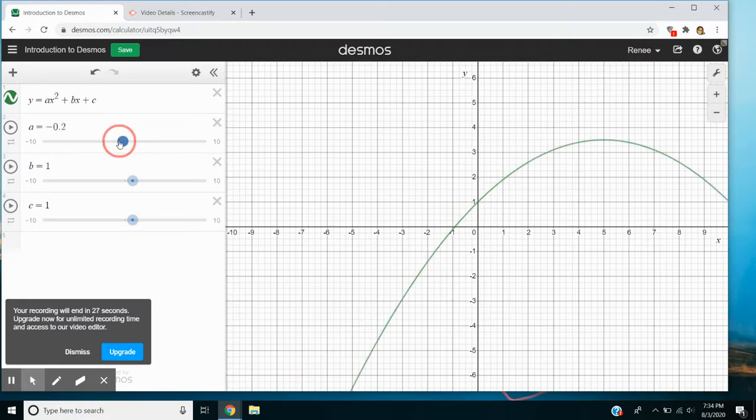What if a is negative? We know from our algebra skills that if a is negative, we have a parabola that's opening downward. So anytime you want to explore a function that's new to you, instead of putting numbers in front of each of the pieces, let your coefficients be variables and you can create sliders and see what happens.